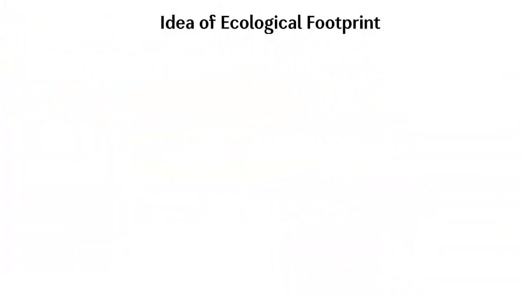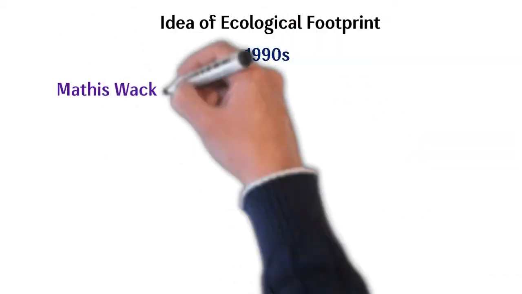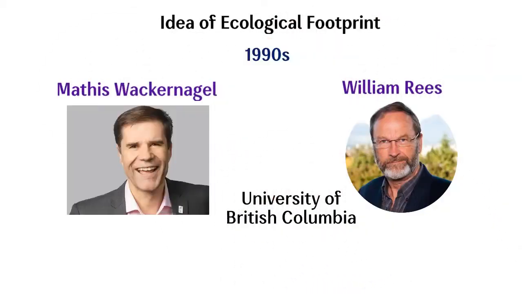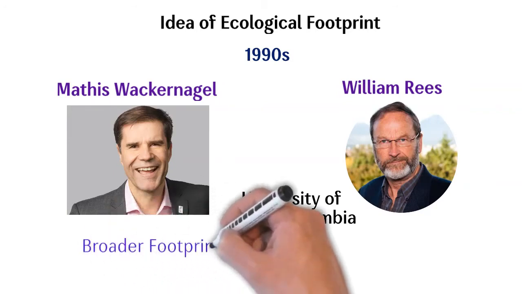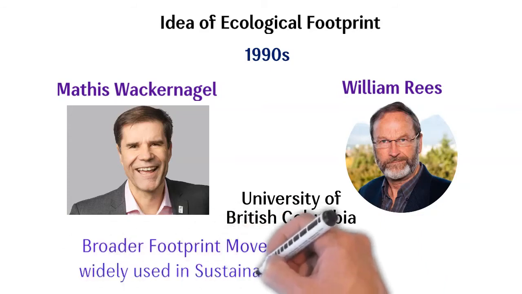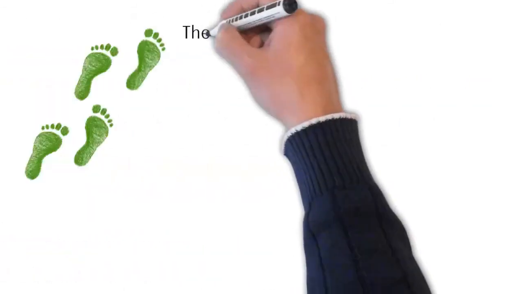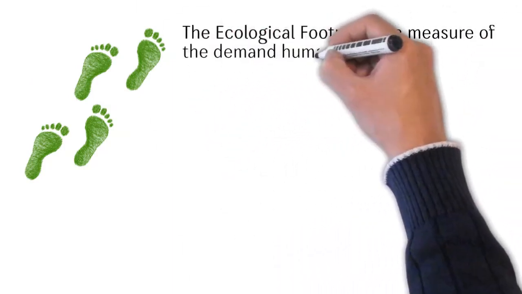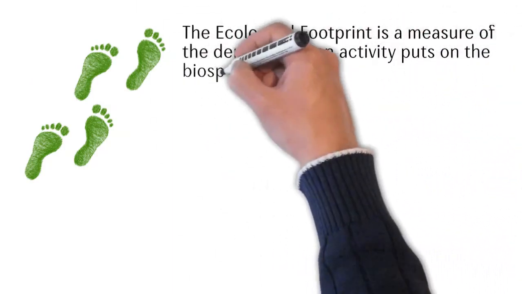The idea was conceived in the 1990s by Mathis Wackernagel and William Rees at the University of British Columbia. The ecological footprint launched the broader footprint movement, which is nowadays widely used in sustainability studies. The ecological footprint is a measure of the demand human activities put on the biosphere.